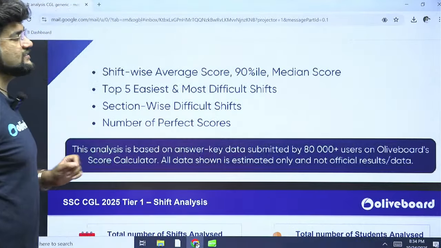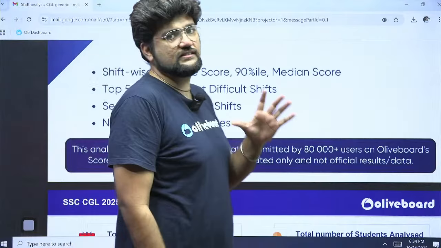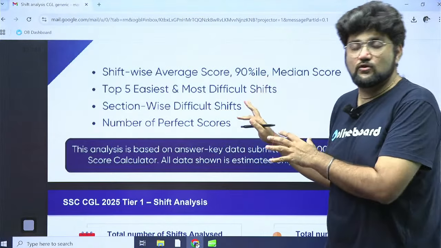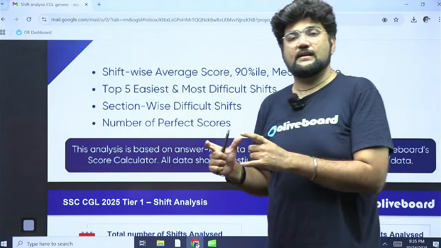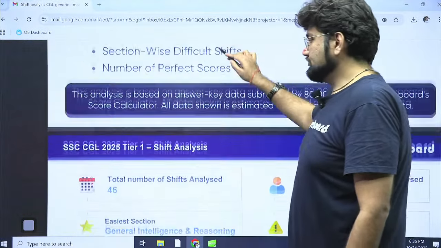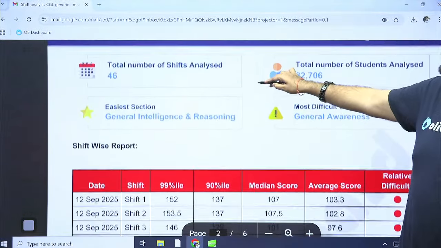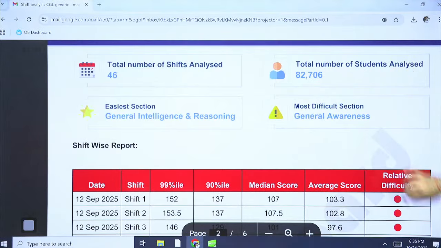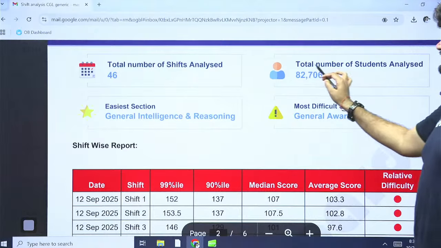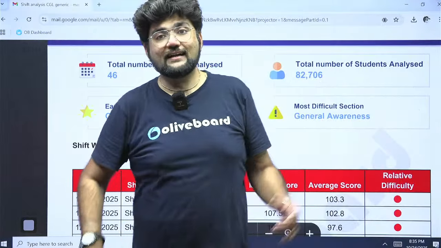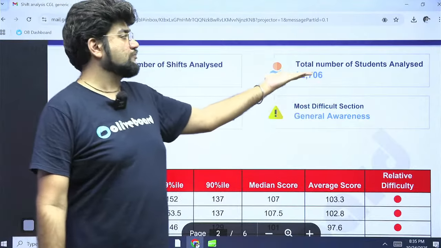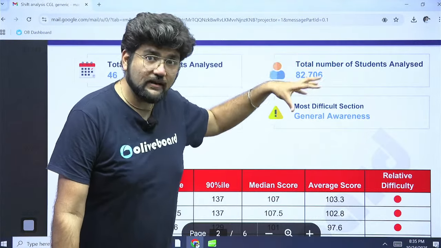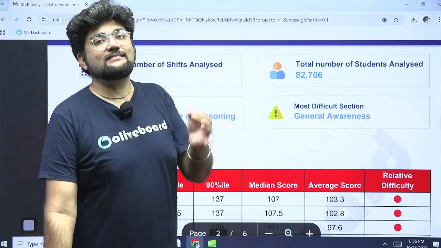But remember, this analysis is completely based on the data which we have received from the students, right? And the students have shared the links with us. So this data is absolutely accurate as far as the number of students participating is concerned. I will reveal right now how many students have participated. 46 shifts have been analyzed and 82,706 students. That's the volume, the number of students who have participated in this rank predictor tool, and that will now help to make this data as accurate as possible.